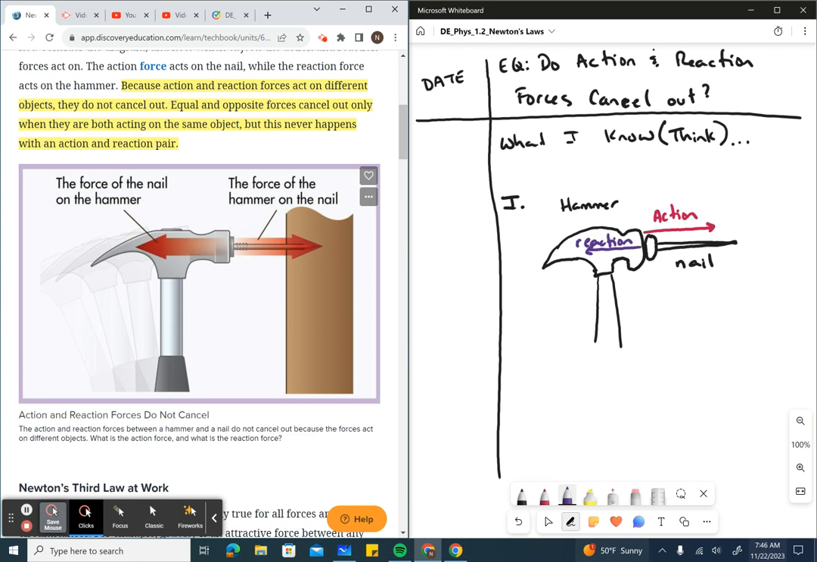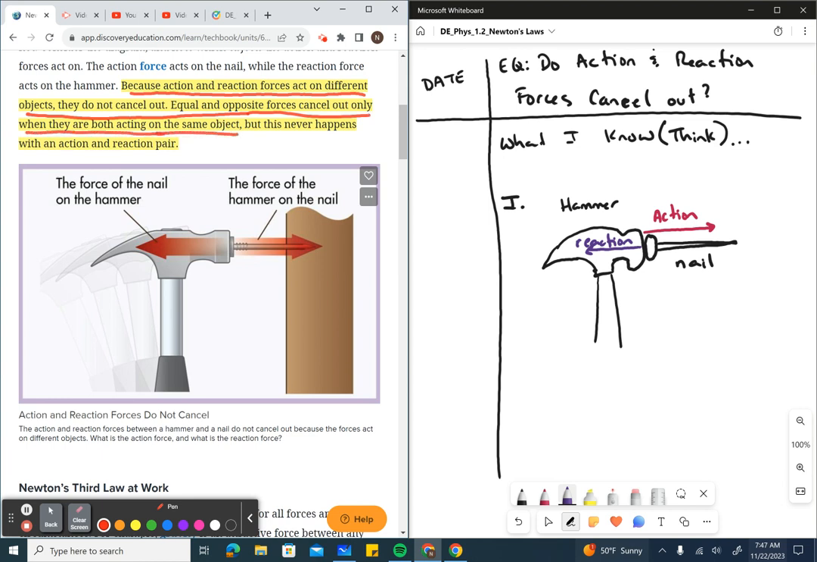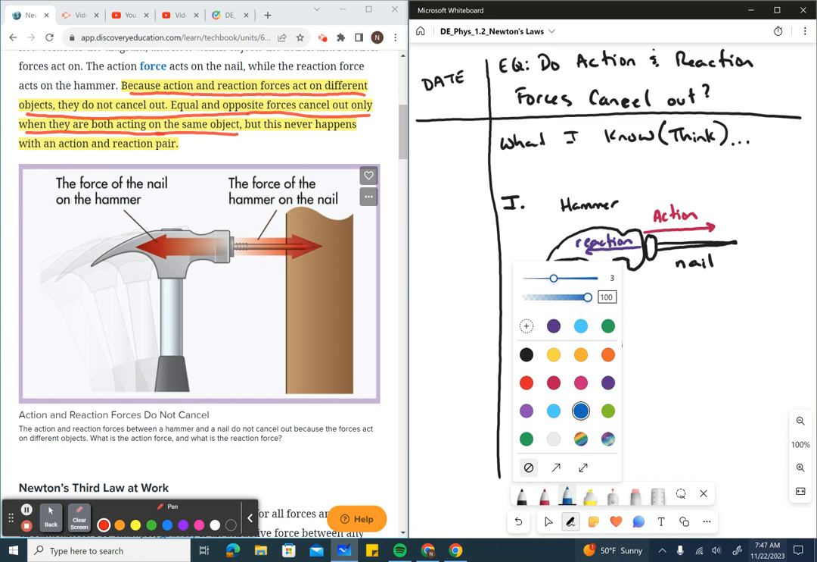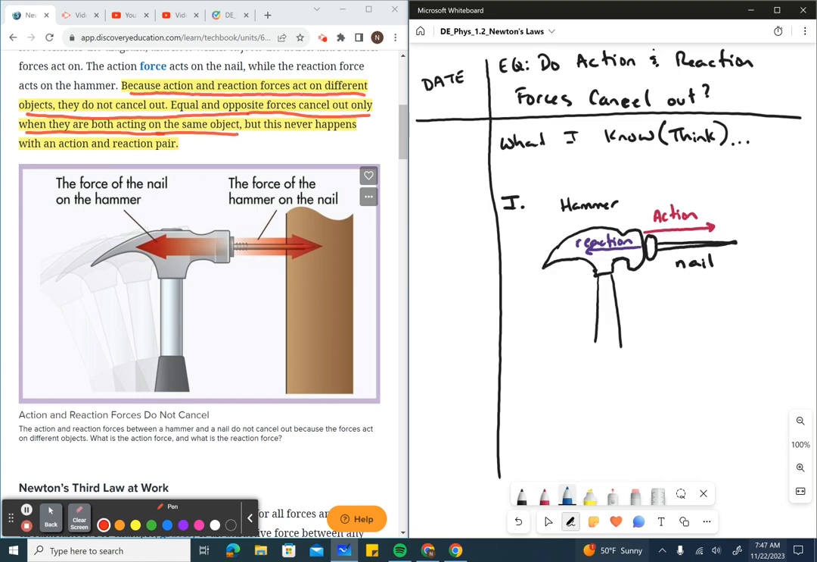So what I'm doing right now is I am going to use my finger. They do not cancel out because they're different objects. Equal and opposite forces cancel out only when they are both acting on the same object. So let's write down a little qualifier here, because this could be a confusing aspect. In this case, we have two objects. Object number one, and this one, which is object number two. They don't cancel out.